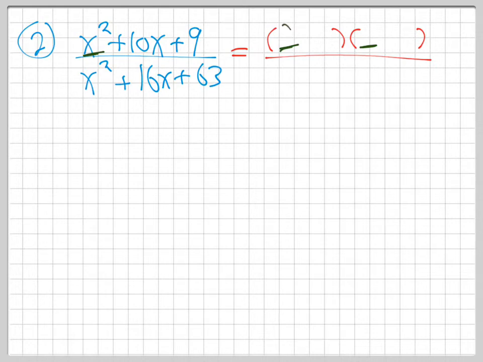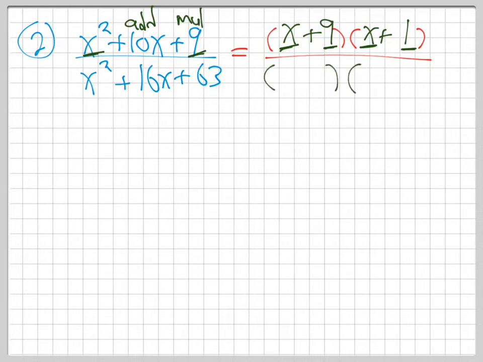So front times front. x times x makes x squared. And now we need 2 numbers back here that make 9. What times what makes 9? There's 3 times 3 or 9 times 1. How do we know which one we want? 9 and 1 because we want them to add to be 10. They have to multiply to be 9 and add to be 10.